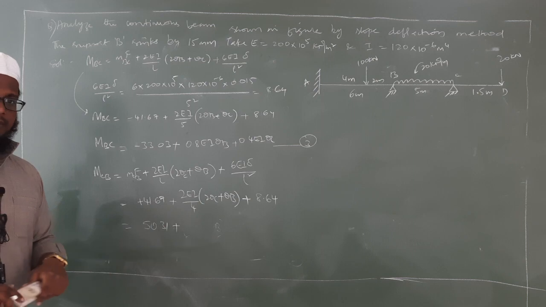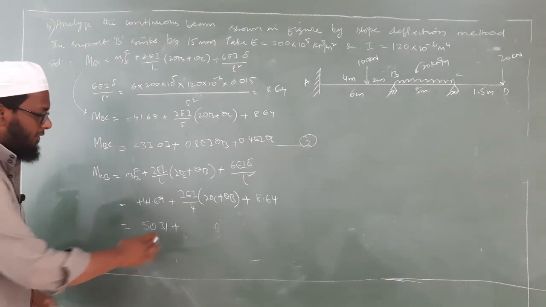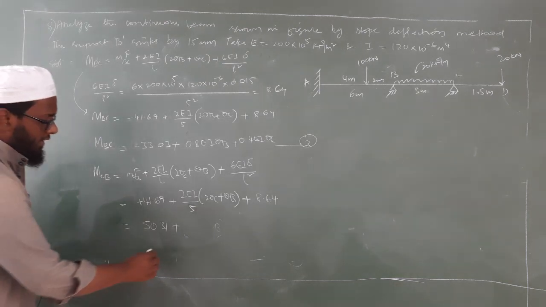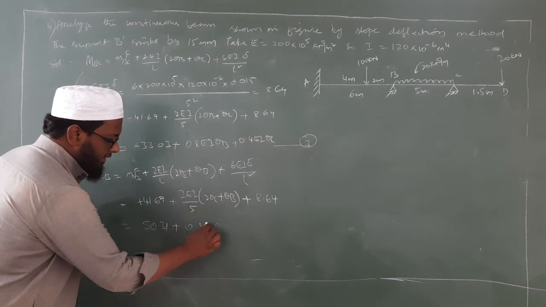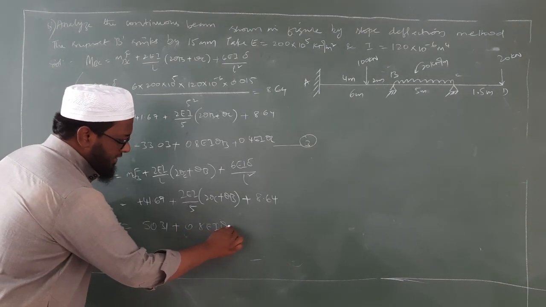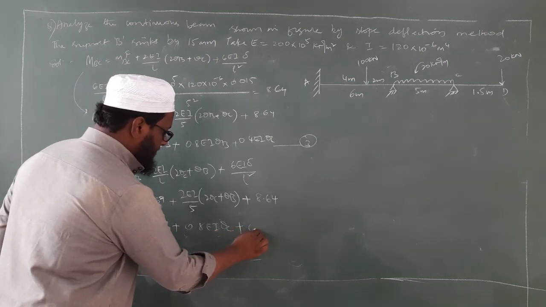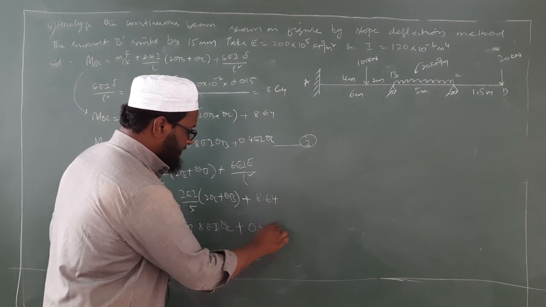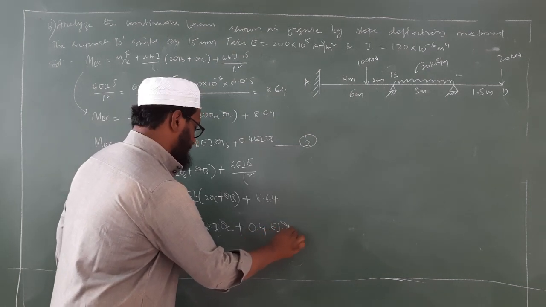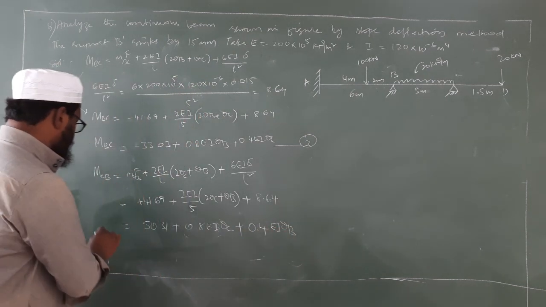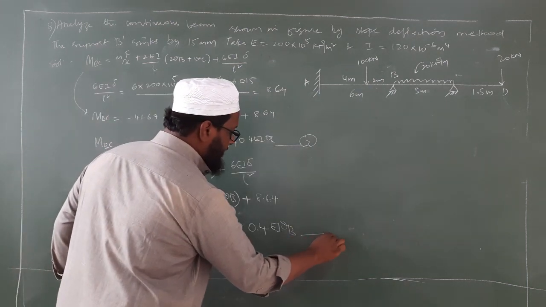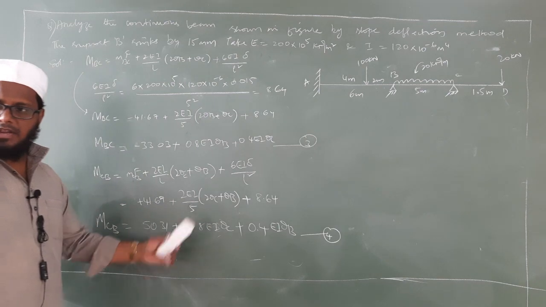50.31 plus 2 2s are 4. So what I will do here? Okay, this should be 5, sorry. Okay, 0.8 EI theta C plus 0.4 EI theta B, right? Now this is MCB, equation number 4, okay, 3 and 4.